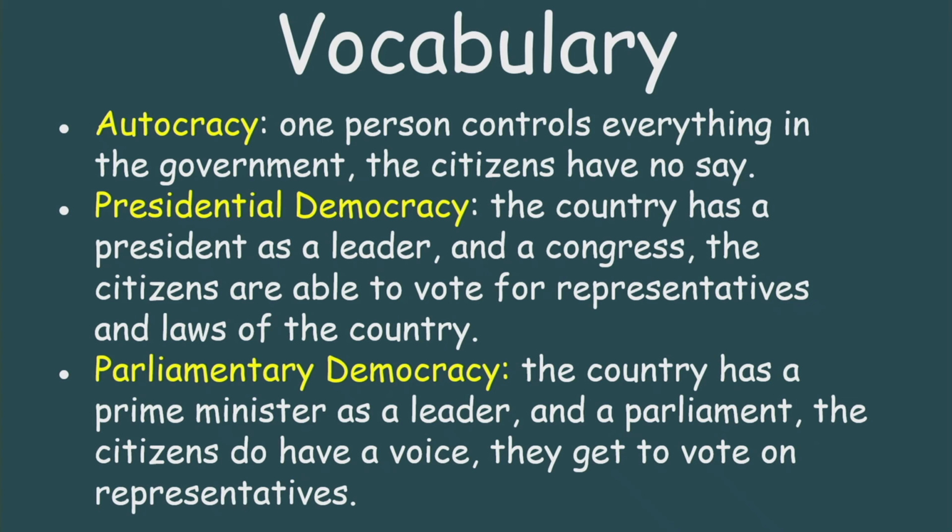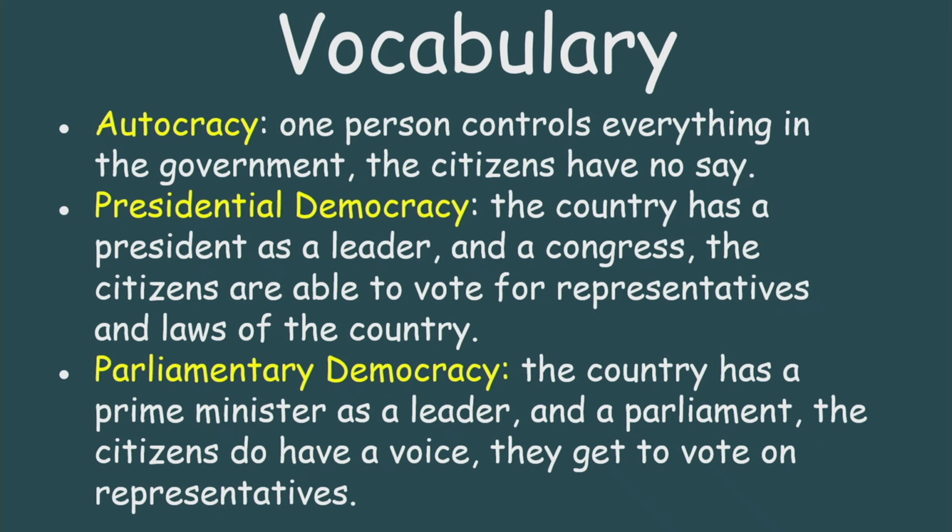Then there's a presidential democracy. This country has a president as their leader, and they have a Congress. The citizens are able to vote for representatives, and they vote on different laws of the country. So the United States has a presidential democracy.